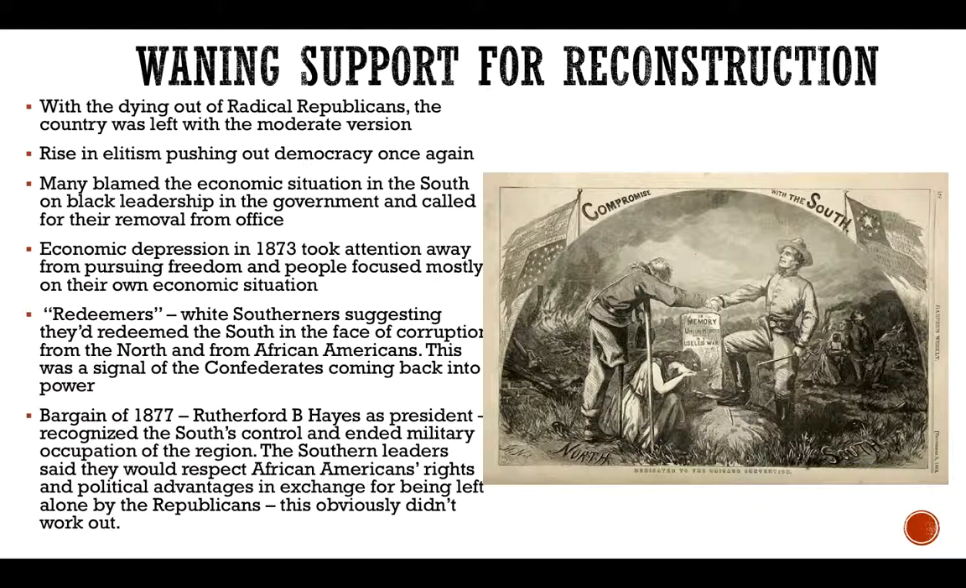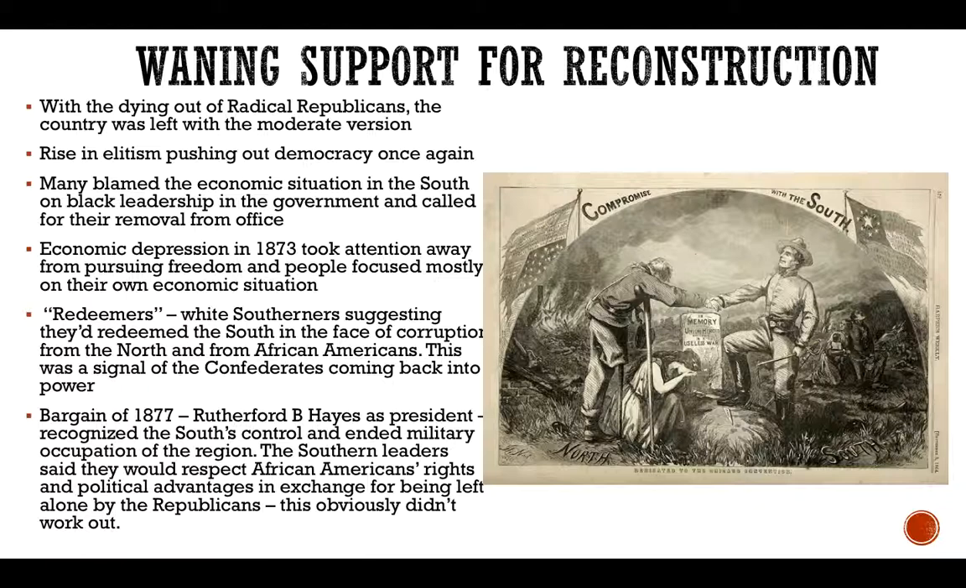The bargain of 1877, when Rutherford B. Hayes was president, recognized the South's control over their own territory and ended military occupation of the region. And the Southern leaders said that they would respect African American rights and political advantages in exchange for being left alone, but obviously this didn't work out.